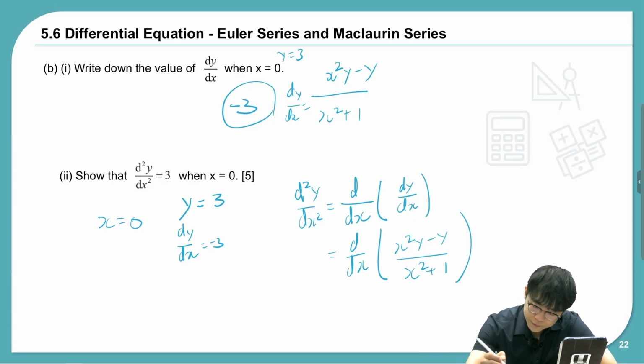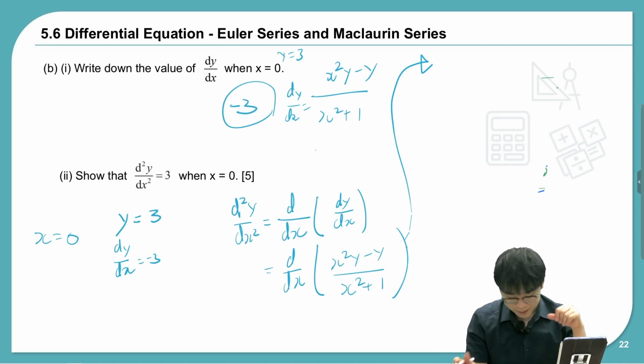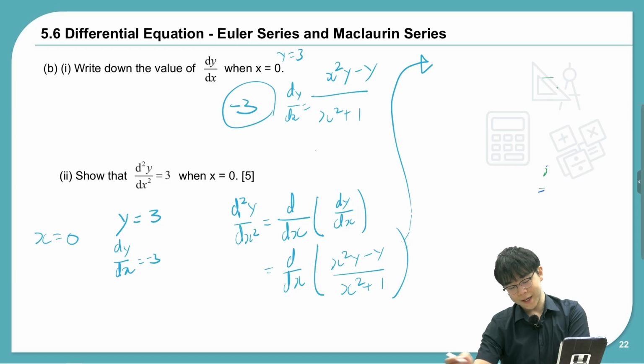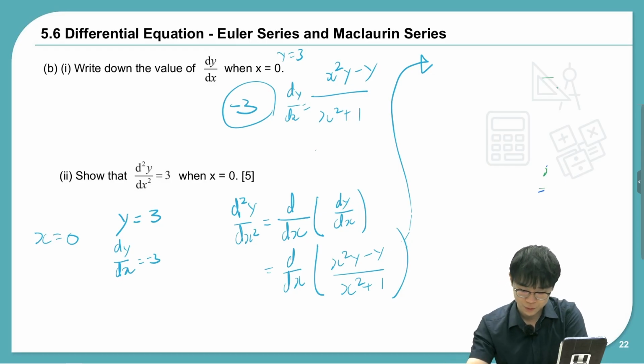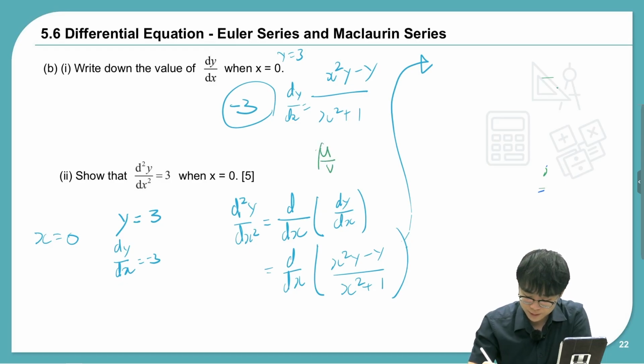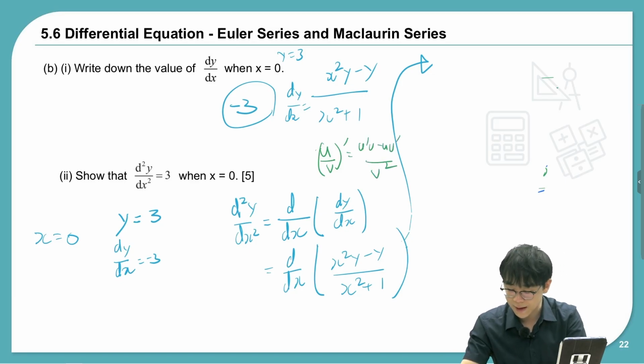Instead of using your calculator, you would have to do this by hand. So what I'm going to do by hand now is differentiate the expression for dy over dx once more, so I get the second order differential. I'm going to differentiate this rational expression, (x squared y minus y) all over (x squared plus 1). Basically, it's going to be the quotient rule, right? If you're trying to differentiate u over v, it's going to be u prime v minus u v prime, all over v squared.